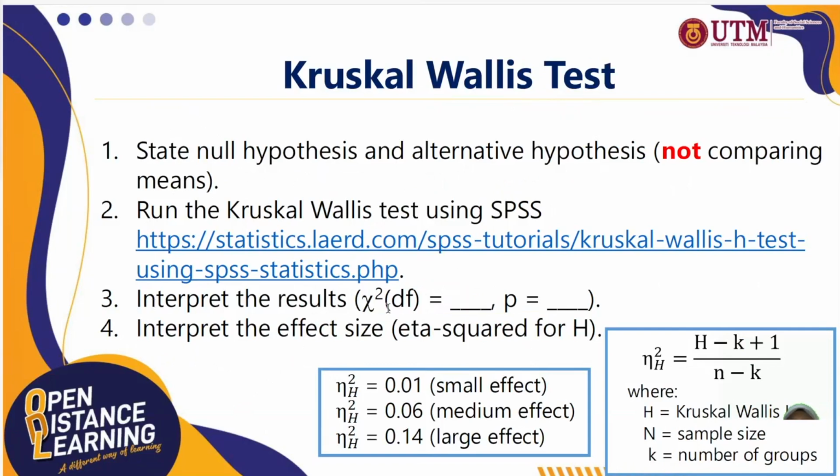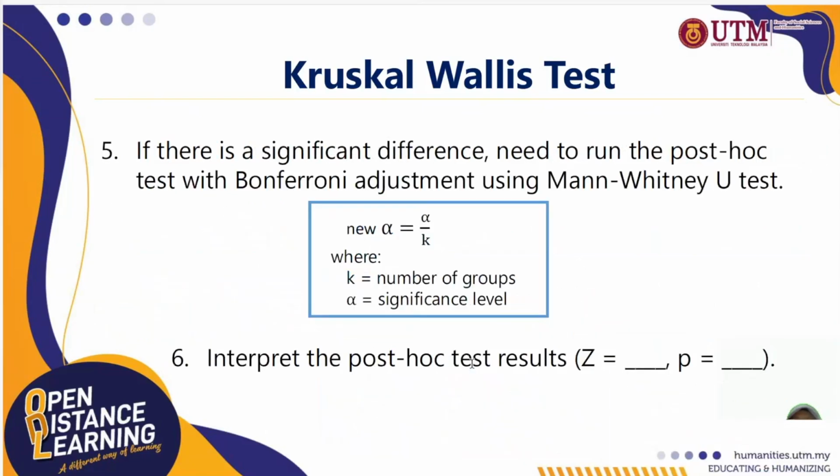So chi-square, DF. This is the DF value. Insert the DF value here and insert the chi-square value here and then insert the significant value here. Interpret the effect size eta squared for H. So this is the calculation, and then when you get the result, compare with this indicator.